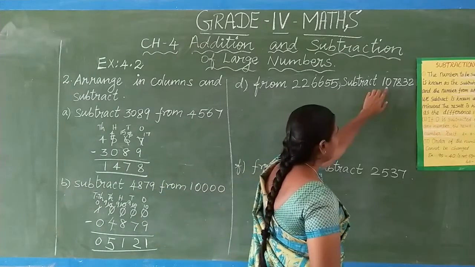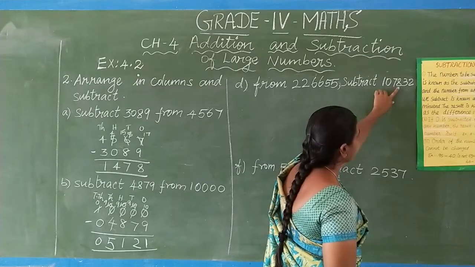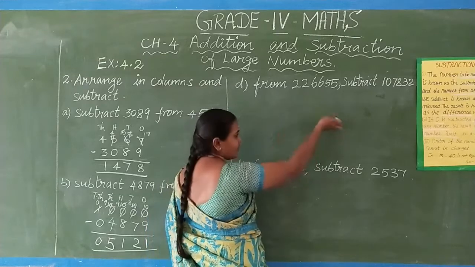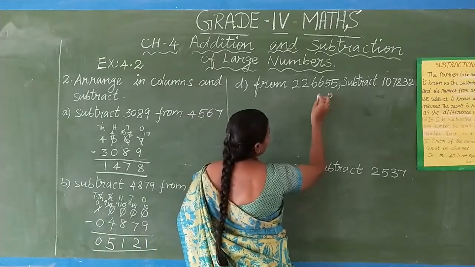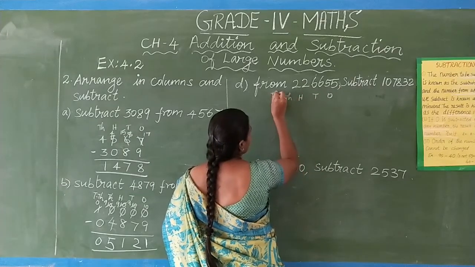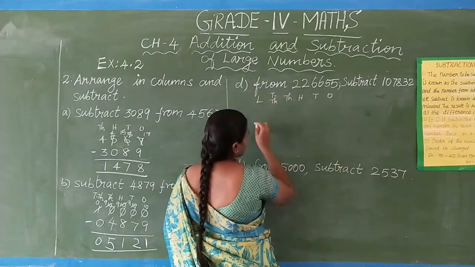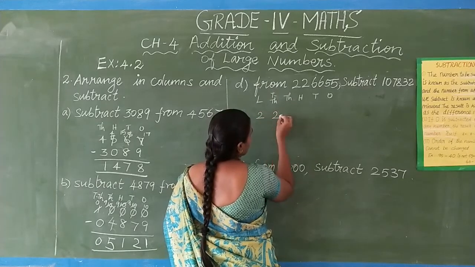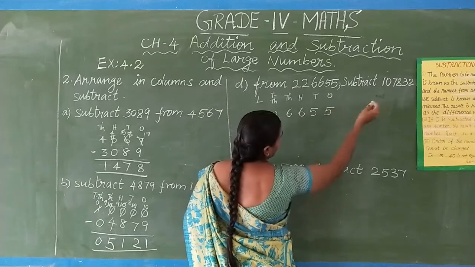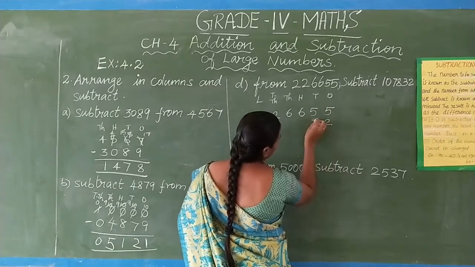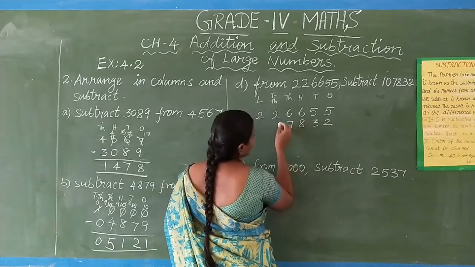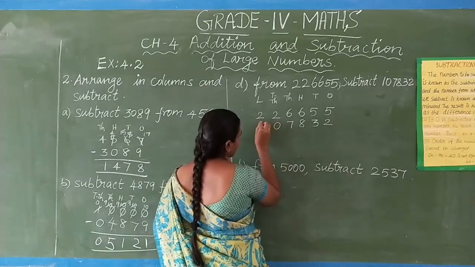From 2,26,655 subtract 1,07,832. So from after which one comes? That is the first one. Write the places: ones, tens, hundreds, thousands, 10,000, lakhs. So 2,26,655. Here ones column 2, tens 3, hundreds 8, thousands 7, 10,000 0, lakh 1.